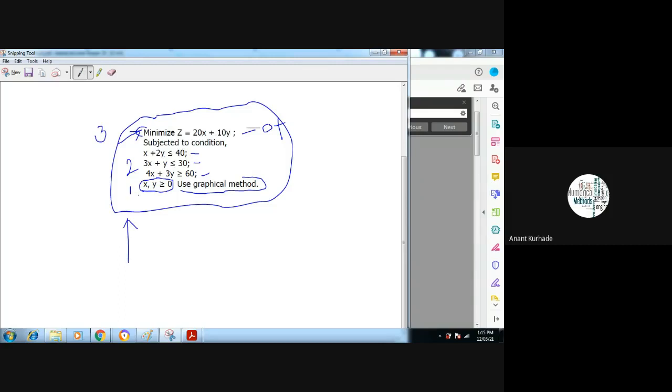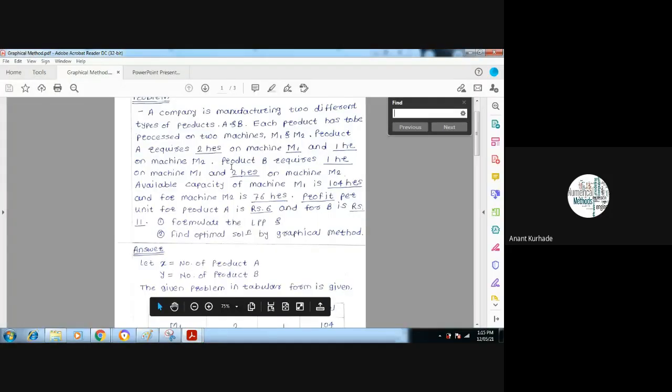So first, what we have is x and y. Here again we have to define what is meant by x and what is meant by y. So again read your first line. What is given? A company is manufacturing two different types of product A and product B, but we don't know the numbers. We don't know how many of product A and how many of product B. So we can assign this.